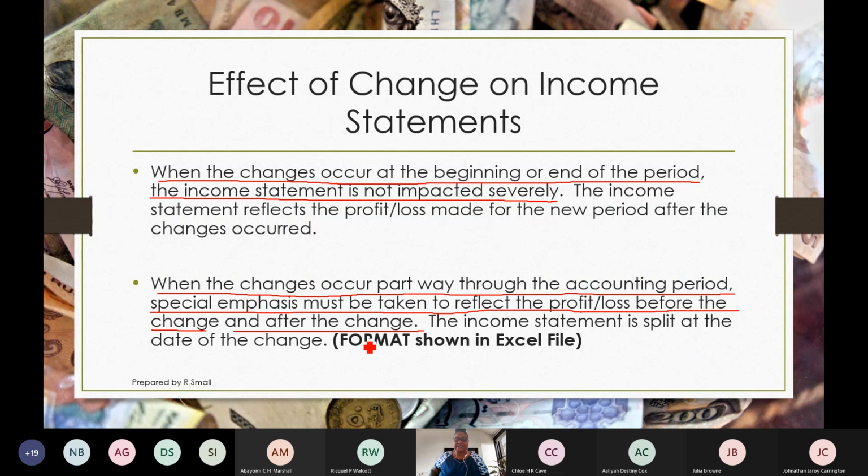So we have the income statement. We said the income statement is split at the date of the change. So that is what happens when you have the change occurring partway through the accounting period. The income statement has to be split at the date of the change. So we have given you that format in an Excel file, so you can download that format in the Excel file, and we will look at that as well.